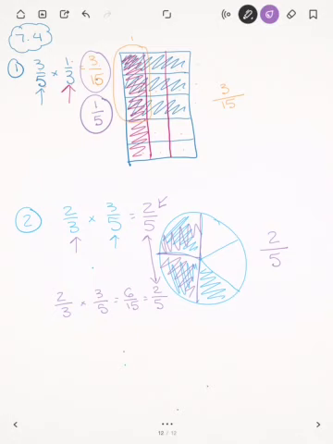So on your assignment today, you only have 6 problems, but you need to show the area model. If you do not have enough room in your book to do your models, go ahead and use your journals.